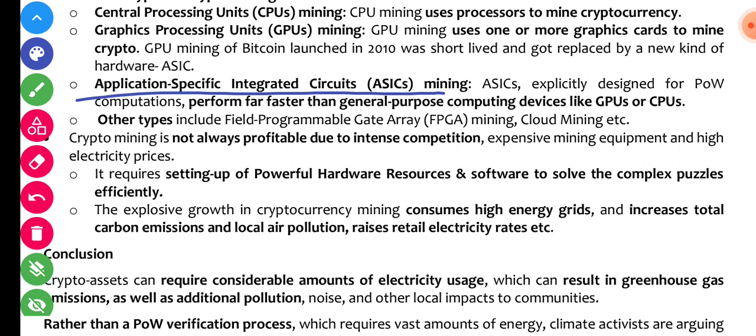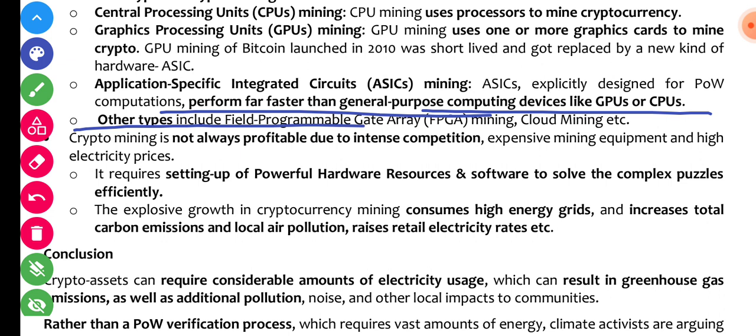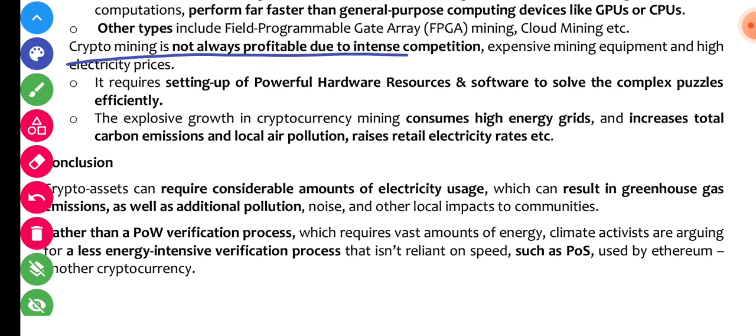Application specific integrated circuit mining is explicitly designed for proof of work computations and performs far faster than general purpose computing devices like graphics processing units and central processing units. Other types include field programmable gate array mining, cloud mining, etc. And crypto mining is not always profitable due to intense competition, expensive mining equipment, and high electricity prices.